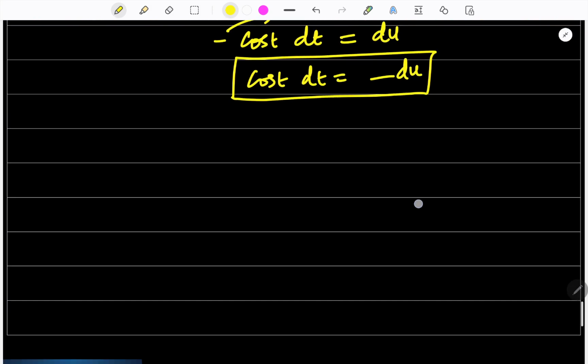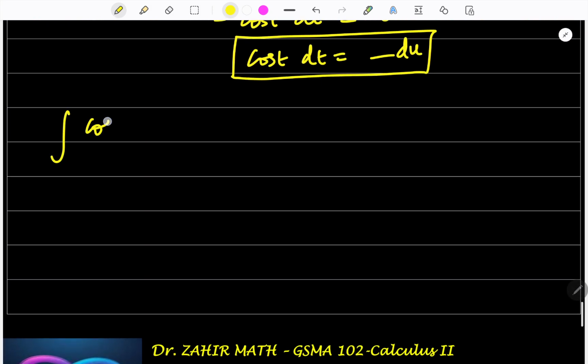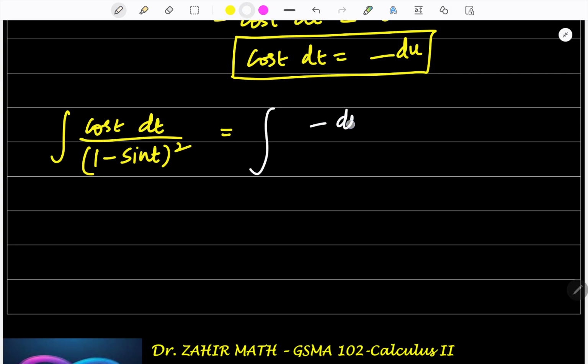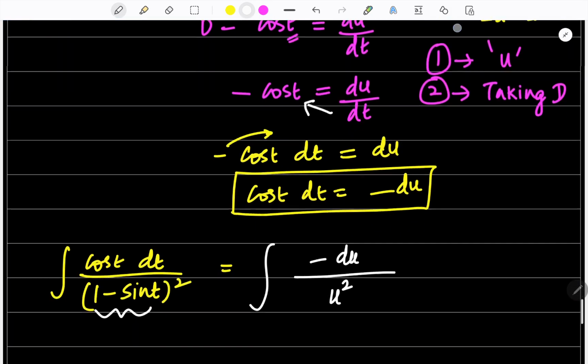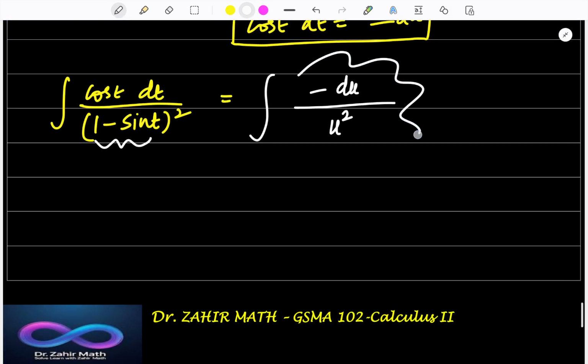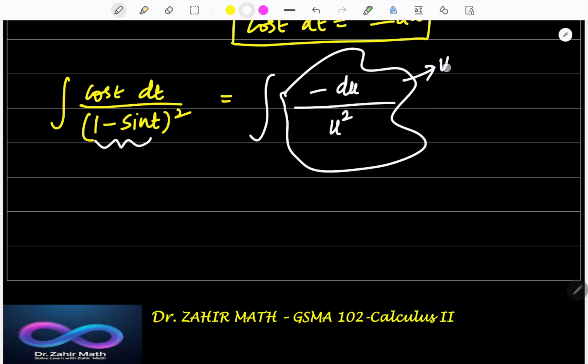Let me go to the question now. The question is the integral of cosine t dt divided by 1 minus sine t the whole square. This is equal to, cosine t dt is minus du, and 1 minus sine t I have taken as u square. See here, even though the problem was too big, now everything is converted in terms of u.